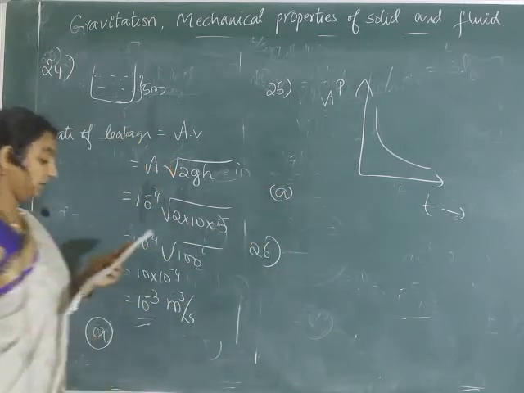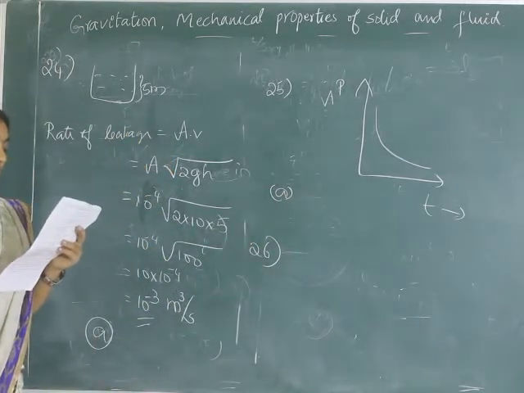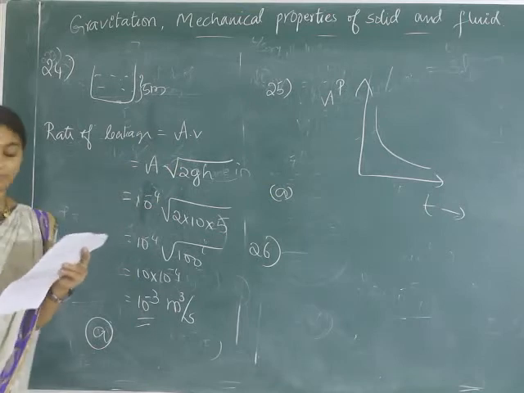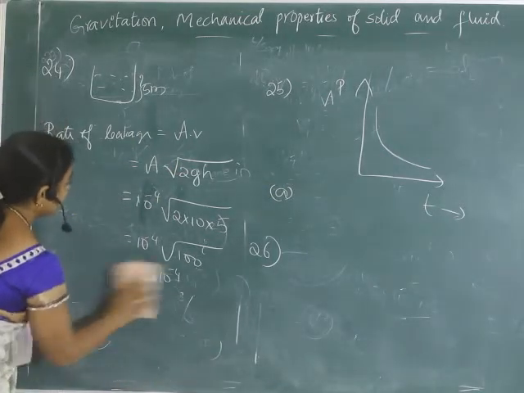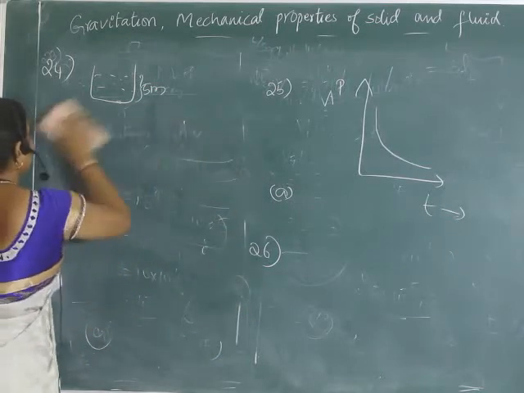26th one. On mixing salt in water, the surface tension of water will increase. The impurities added will increase the surface tension. So option A.